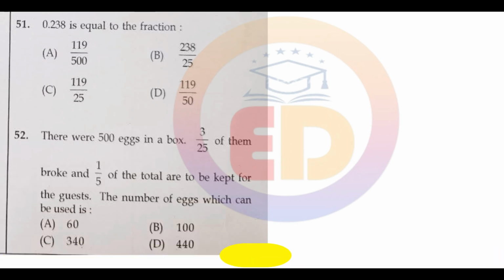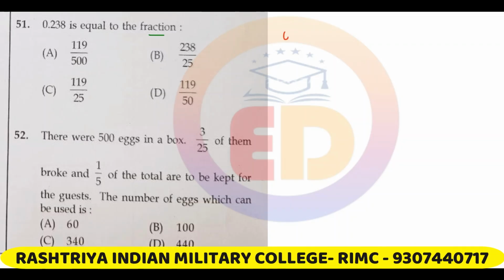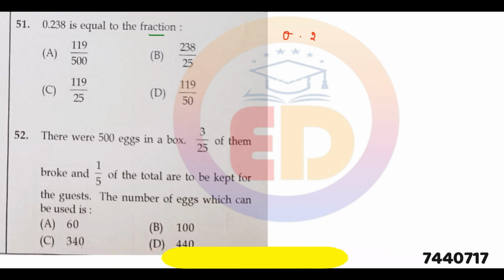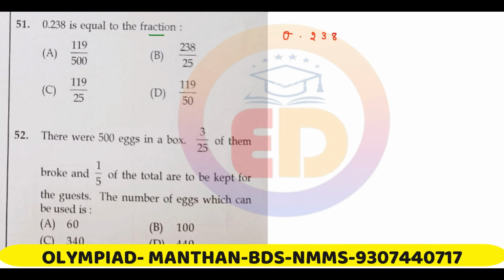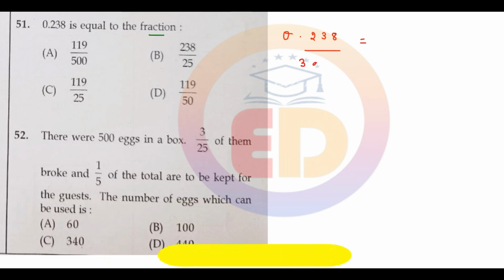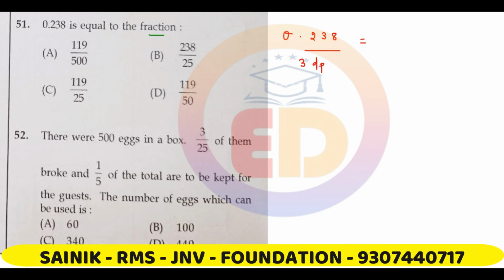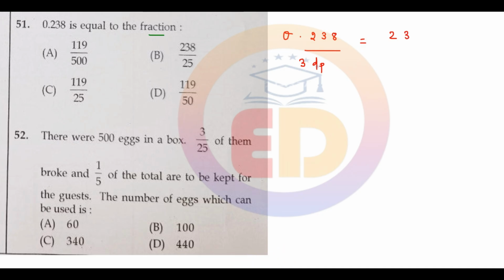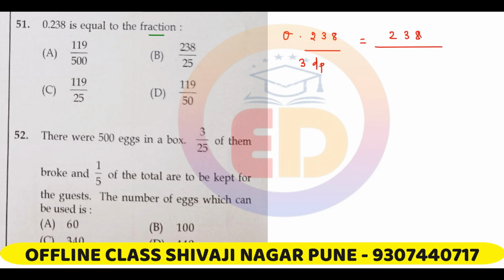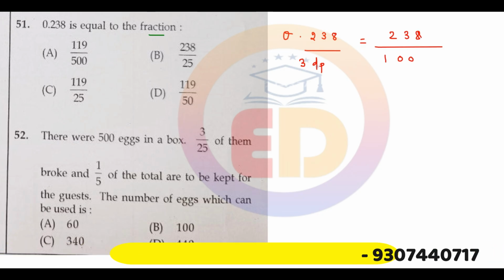Question number 51. 0.238 is equal to the fraction. So first of all, 0.238 has 3 decimal places, and since it has 3 decimal places, you remove the decimal point, and in the denominator after 1 place 3 zeros.